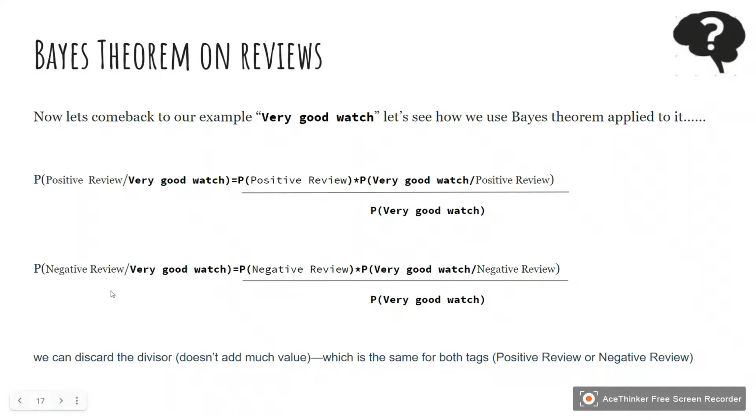We can do the same for negative review. So P of negative review given "very good watch" can be written as P of negative review times P of "very good watch" given negative review, divided by P of "very good watch". In these two equations the denominator is the same, P of "very good watch", so we can actually discard it.